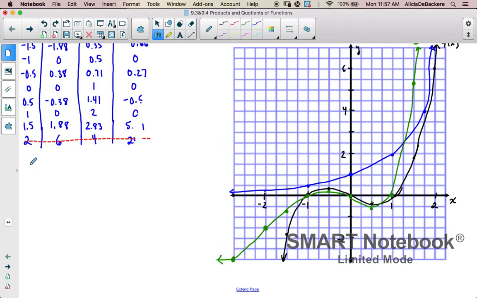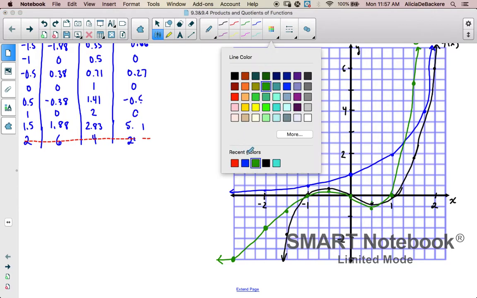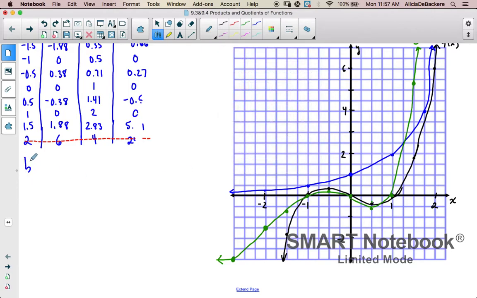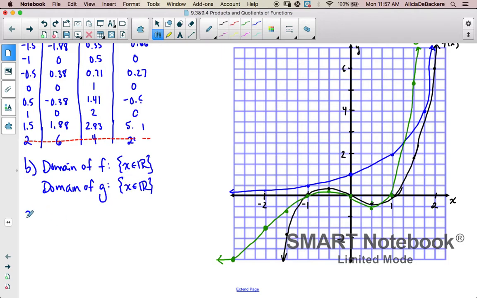Okay, so part B asks us to state the domain of the two original functions. So hopefully we remember that the domain of f, a cubic function, is just the set of real numbers. And then the domain of g, that's our exponential, again, just the set of real numbers. So when I look then in part D at the domain of f times g, it makes sense that that domain is also going to be the set of real numbers, because for product functions, I'm just combining the original domains.